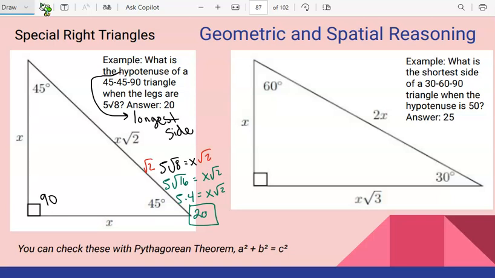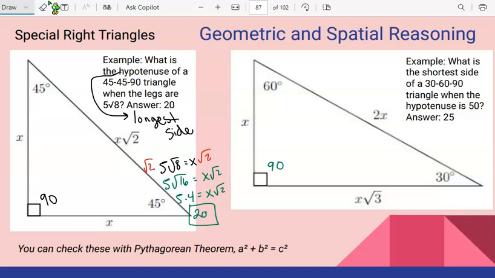We also have our 30, 60, 90 triangle, where the side opposite the 30 degrees is x, the longest side, the hypotenuse, is 2x, and then the side adjacent to the 30 degrees is x square root 3.